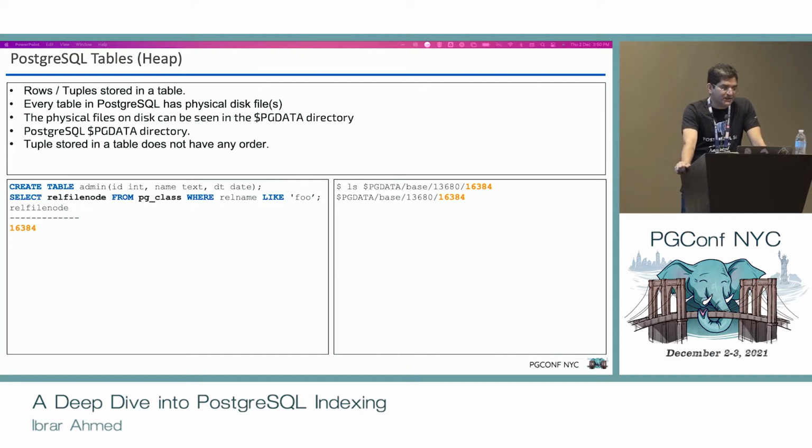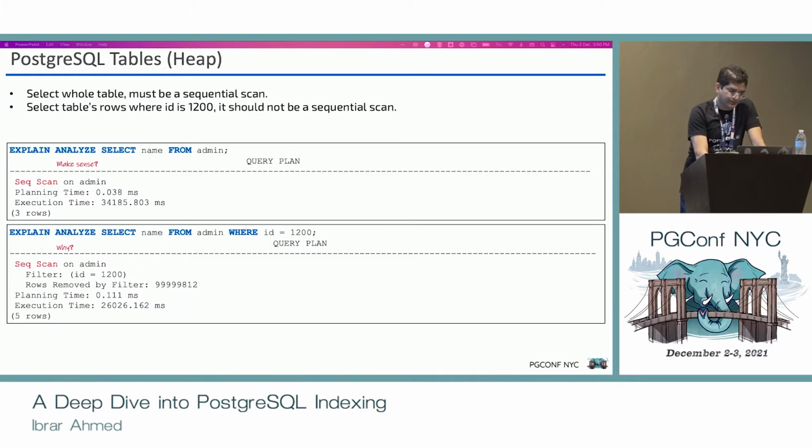Here you can see that I just created an admin table with 3 columns, and I'm selecting from the catalog table, pg_class, the name of that file. It should be admin, it's not foo, that's just a typo. So you can see the relfilenode, it's the name of the file. It's 16384, and you can see in the data directory the file exists. I'm just giving you the concept of how it works.